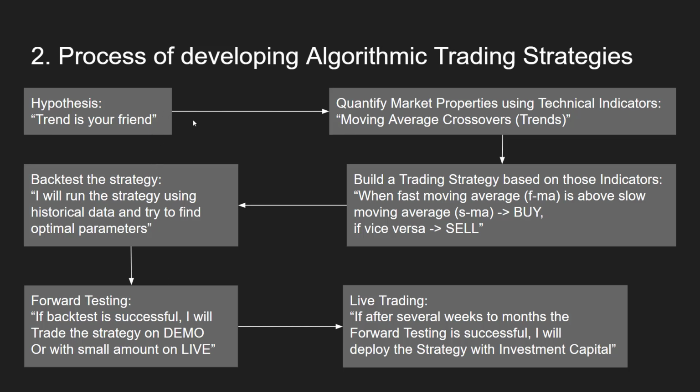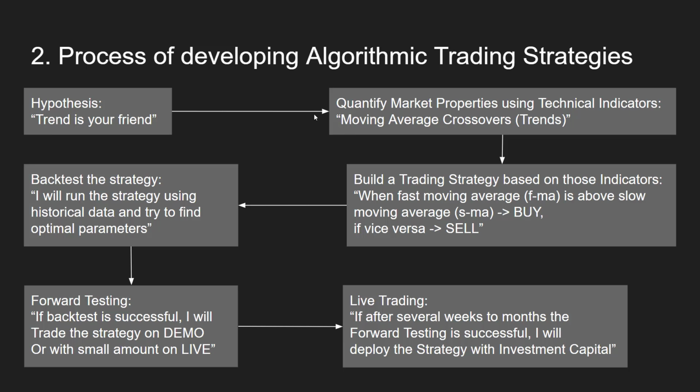So we have trend is your friend as step number 1, and so in order to create a trading strategy, we have to find some technical indicators or basically a quantifiable market property. And for this, I like to use the moving average crossovers, which is a very good indicator to define trends, right?